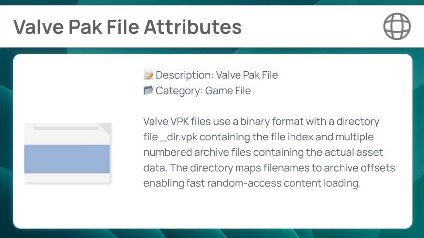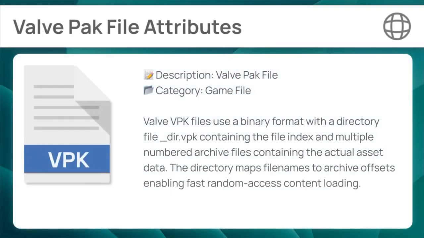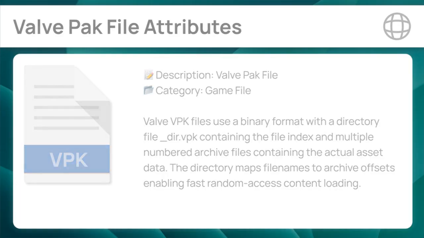Valve VPK files use a binary format with a directory file, _dir.vpk, containing the file index, and multiple numbered archive files containing the actual asset data. The directory maps file names to archive offsets, enabling fast random access content loading.